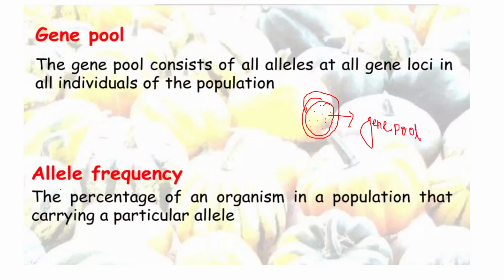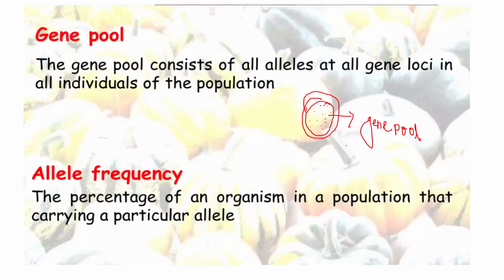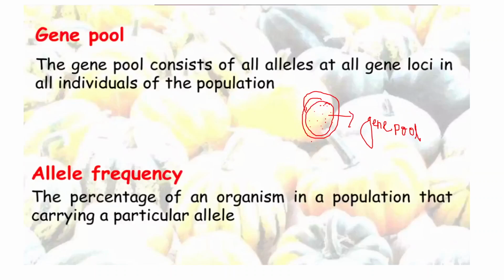Then what is the allelic frequency? It is the percentage of organisms in a population carrying a particular allele. Suppose, whatever you have seen, either brown eyes or blue eyes, how many times the brown eyes come or how many times the blue eyes fall in a population, that is called the allelic frequency. And the genotypic frequency means how many times a particular genotype is present in the population. It will be clearer when you solve the questions.